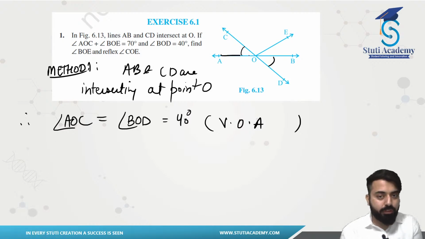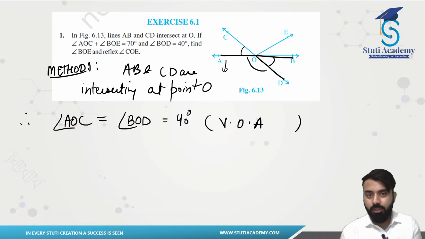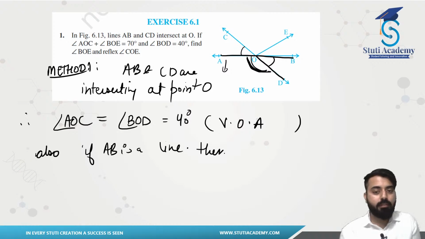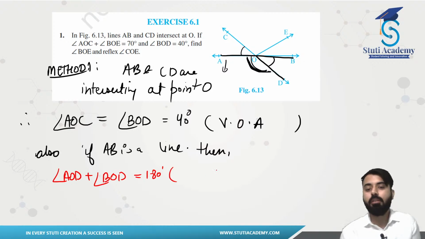Now if you focus downwards on the line segment AB, you can see we have a ray OD and we have two angles right here, this angle and that one. Also, if AB is a line, then we have angle AOD plus angle BOD, that should be 180. Why? Because of linear pair. I hope you don't have any doubt in this one. So this is quite straightforward.